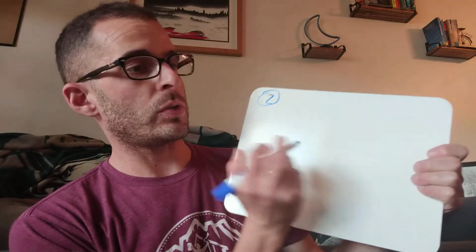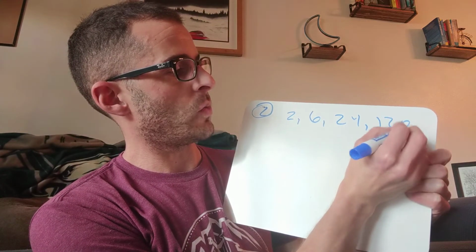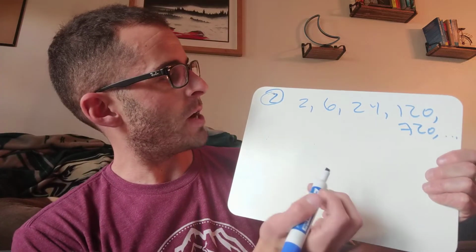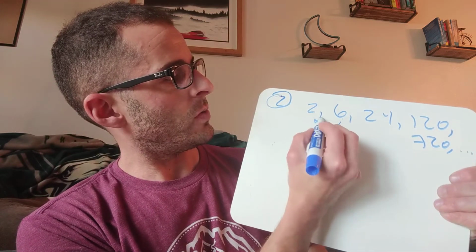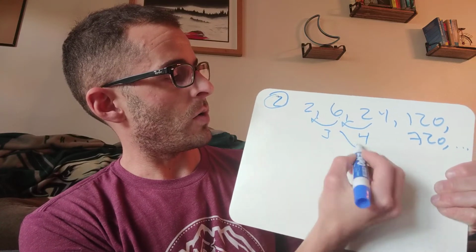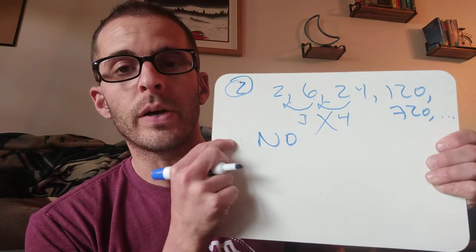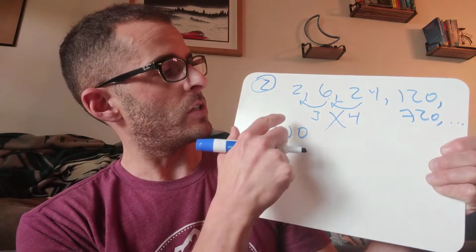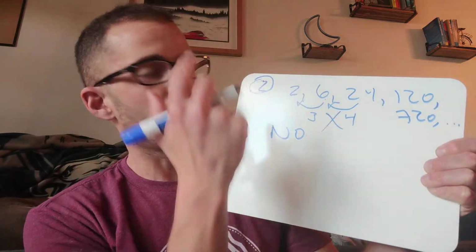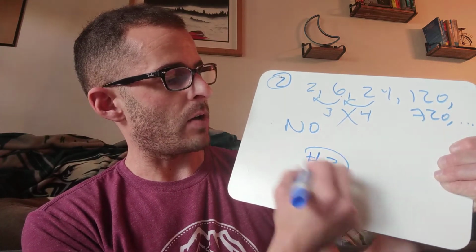For number 2, the sequence is 2, 6, 24, 120, 720, and so on. Is there a common ratio? 6 divided by 2 is 3. 24 divided by 6, oh, that's 4. So, nope, there is no common ratio. No, this is not a geometric sequence. There is no common ratio because I just took the first 2 pairs, and when you divide right over left, you get a different number. That's your reasoning. Why don't you try number 3 right now?